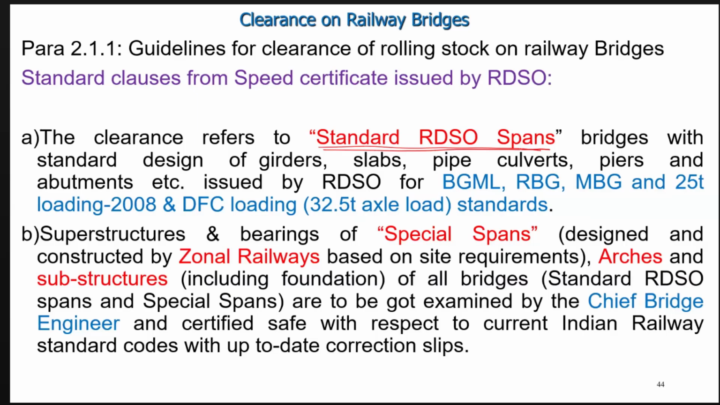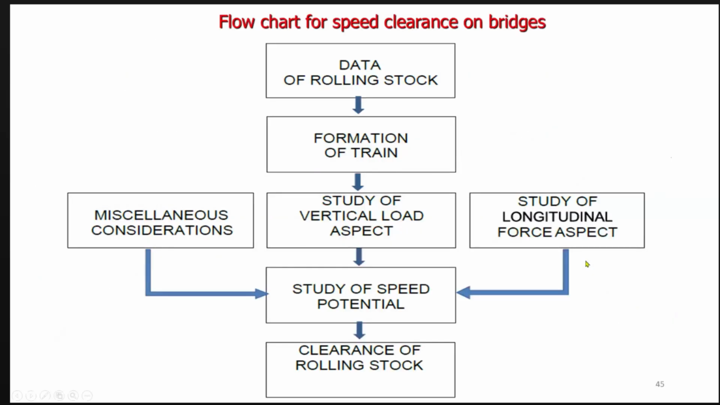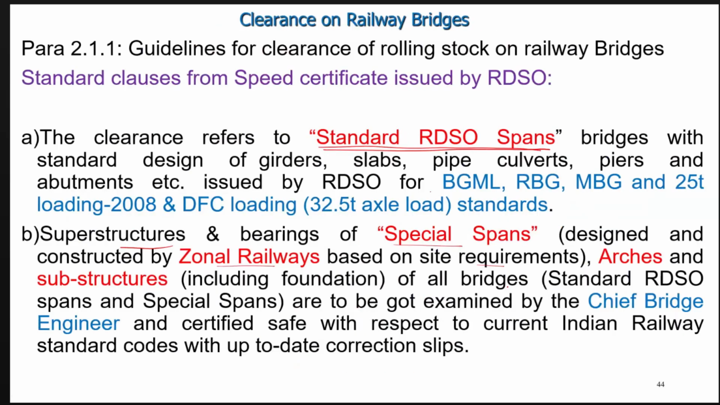standard design, girder, slab, piers, slab, culvert, piers and abutment issued by the RDSO for BGML, RBG, MBG, 25 ton or DFC loading, etc. Other than these standard spans, like non-standard superstructure and bearing of special spans, designs conducted by the zonal railway based on the site requirement, arches, and substructure of all the bridges, standard RDSO spans and special spans are to be got examined by the CBE of the concerned zonal railway.